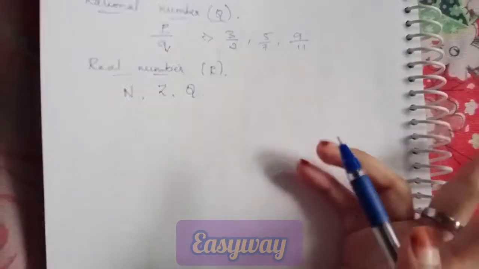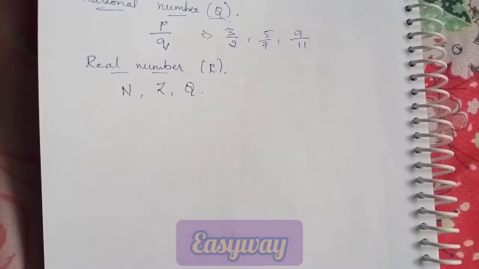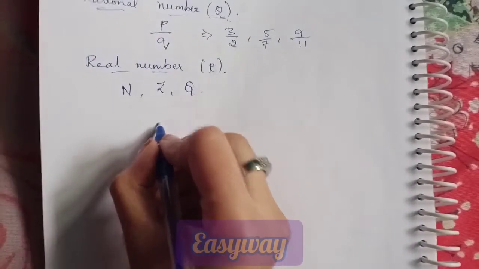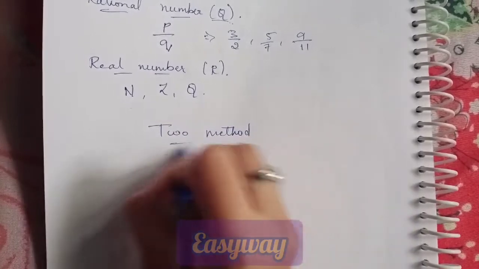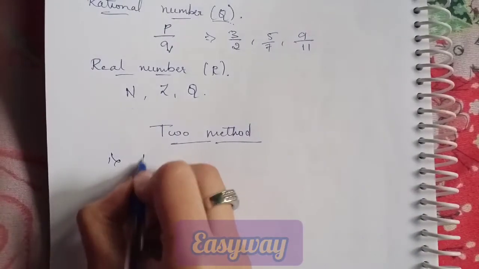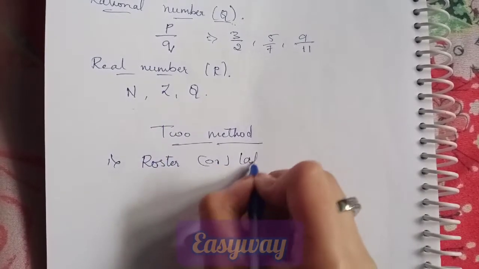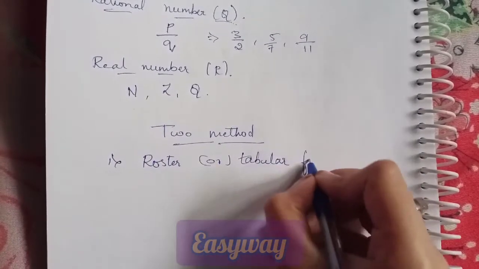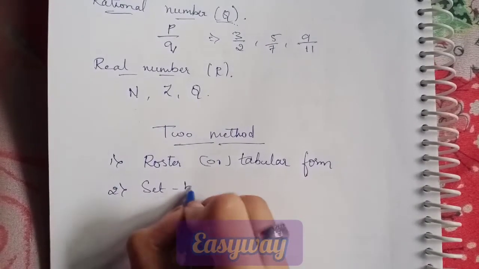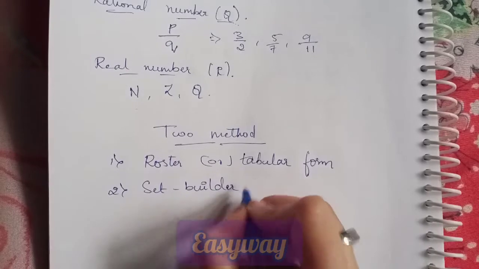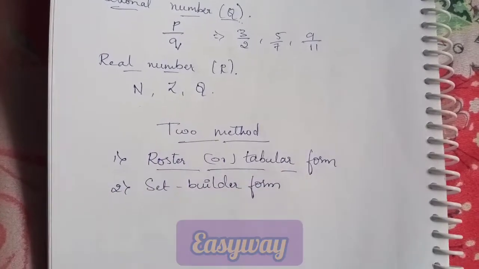Now there are two methods of representing a set. First is roster form, also called tabular form, and second is set builder form. First, let us discuss roster form.